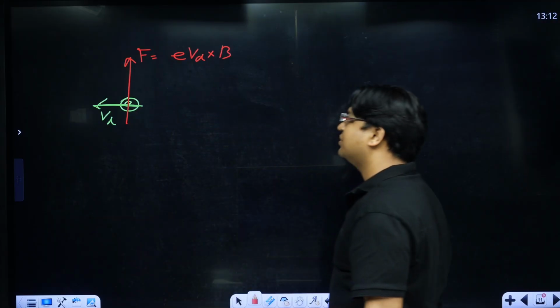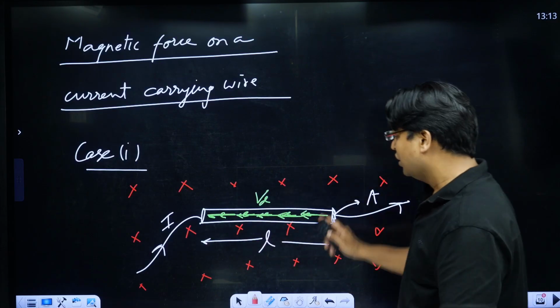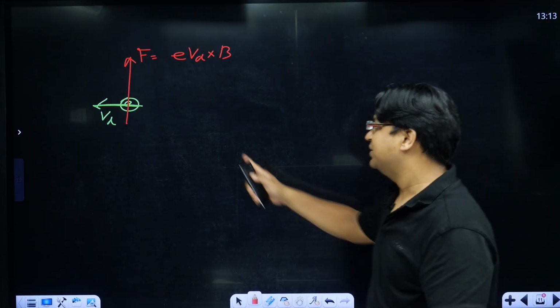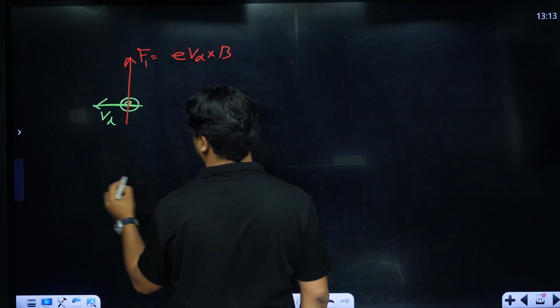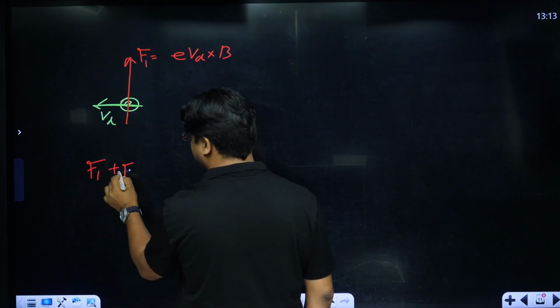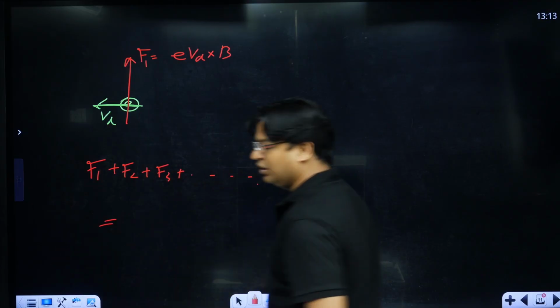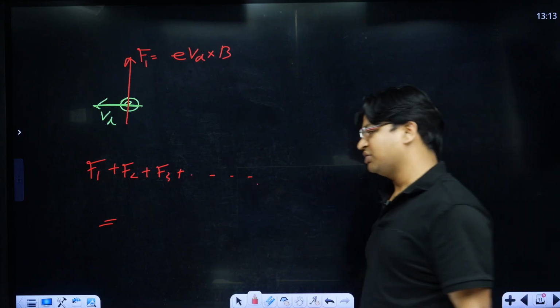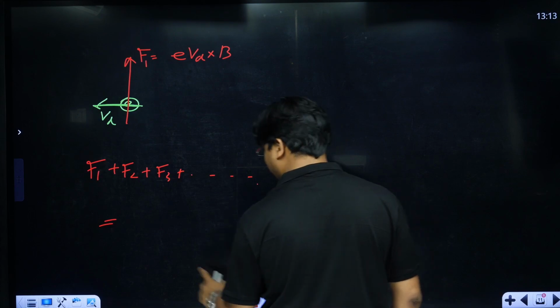All of the electrons present in this wire experience this force. When we add all these forces, force on one electron plus force on second electron plus force on third electron and so on, I'm not doing the math here, I'm giving you the direct relationship. When we do this, we get the net force on the wire.